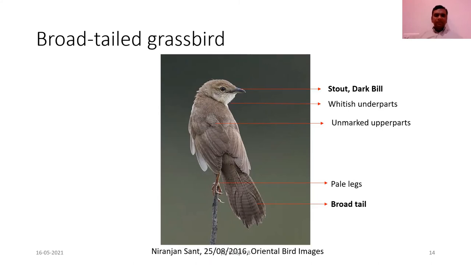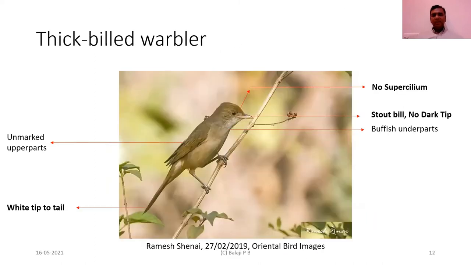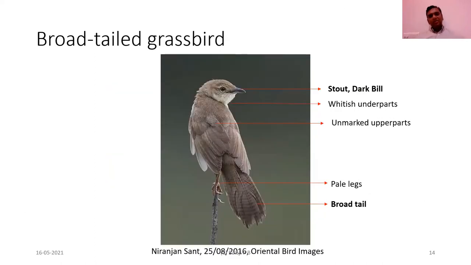But it's a very unique looking warbler with a completely dark and quite stout bill. Whereas in the thick-billed warbler, the bill looks very pale. The broad-tailed grass bird has a very stout, dark bill. Whitish underparts, unmarked upper parts. It has pale legs and the tail is very broad. As the name implies, it's a broad-tailed grass bird, so it has a very broad-looking tail. So these are the main identifying pointers for a broad-tailed grass bird: the stout, dark bill and a broad tail. So these are the two important things that we need to look at.